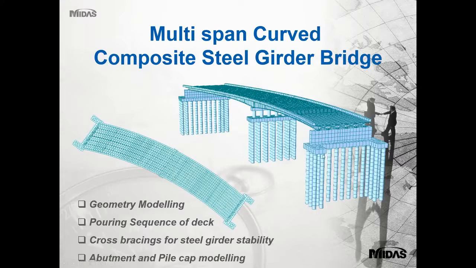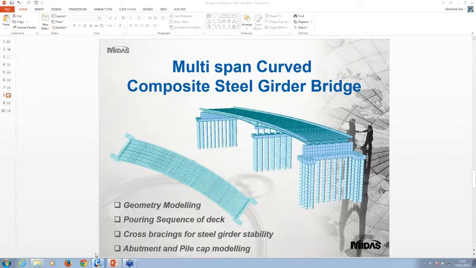Then pouring sequence is very critical for multi-span composite steel girder bridges, because the way you start pouring the deck on the steel determines the locked-in stresses in the steel and also the deformations during the construction stage. Then another important aspect is the cross bracing involved for the curved bridges for providing stability to the steel girders. So we generally provide cross bracings at certain intervals along the span, and provide lateral stability to the girders. So I'll go to the software now.